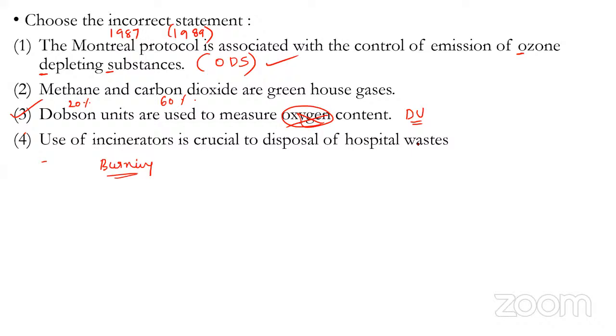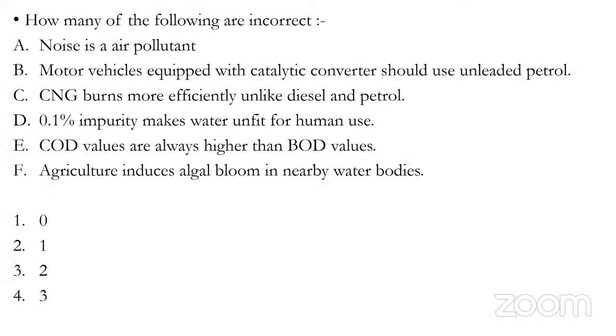Otherwise, for municipal solid waste, the best thing to do is reduce the waste. Or if it is there, try to convert it into compost or vermicompost. If you don't have that option, at least go for landfilling. But burning of waste is least recommended, though it is recommended for hospital waste because it is considered biohazardous material. Biohazardous material has many pathogenic organisms, and hence it has to be burned. How many of the following are incorrect?